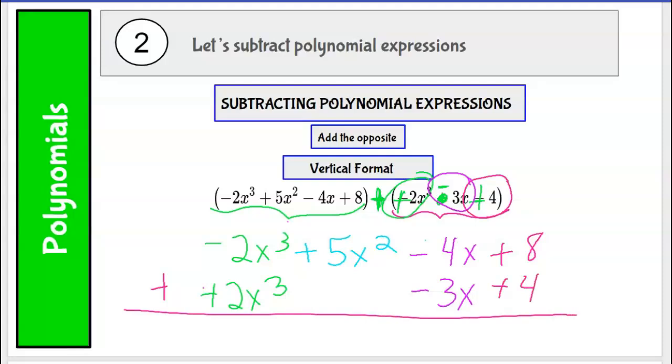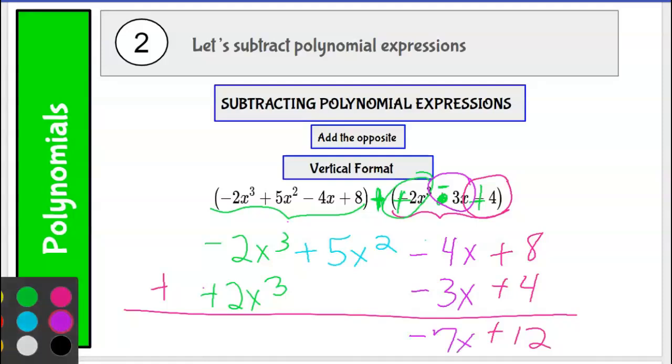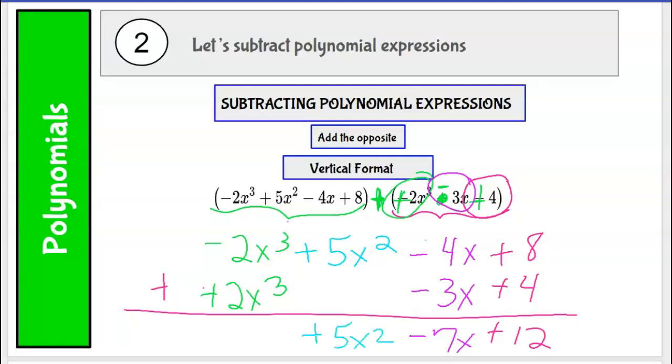Draw my line and add. Positive 8, positive 4 gives me a positive 12. A negative 4x, negative 3x gives me a negative 7x. I have a positive 5x squared. And then my negative 2x cubed and my positive 2x cubed are going to cancel out. And so I will not have an x cubed in my answer. So I really don't even need this plus right there. So there is my answer right there.